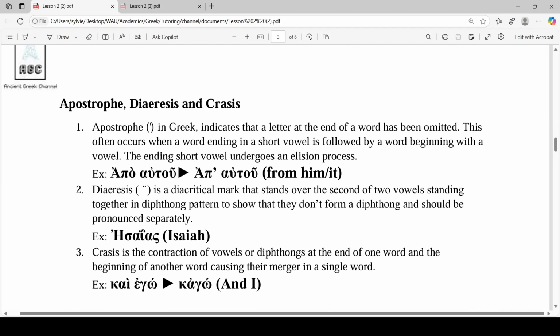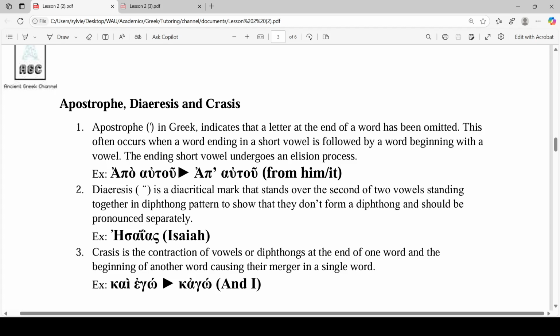Now let's move on to these 3 phenomena in the Greek language. 3 interesting phenomena: the apostrophe, diaeresis, and crasis. Well, apostrophe is kind of similar to the English. Do we have apostrophe in English? Yes, we do, but we don't really use it that much. We mostly have it in other languages like French. But in Greek, we use it a lot, not too much though.